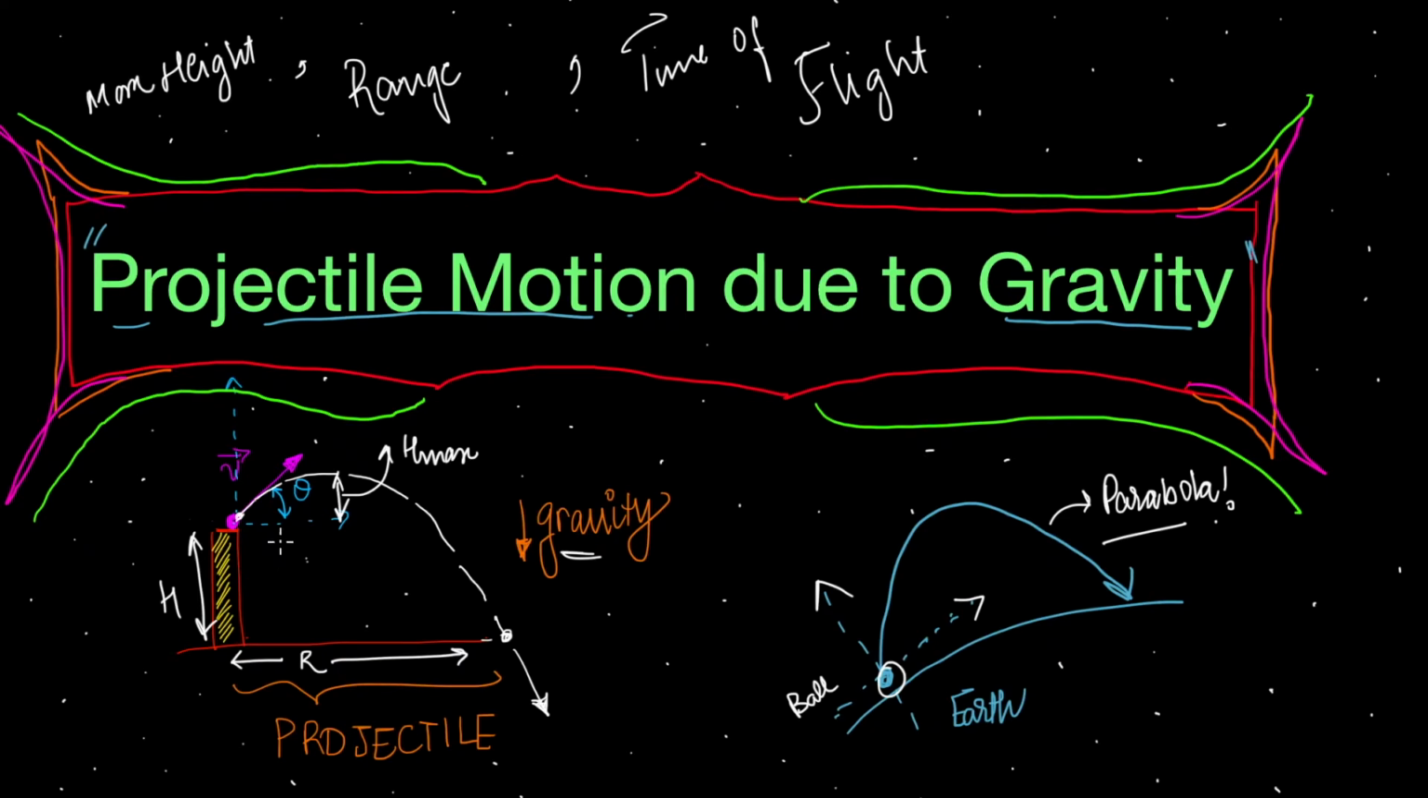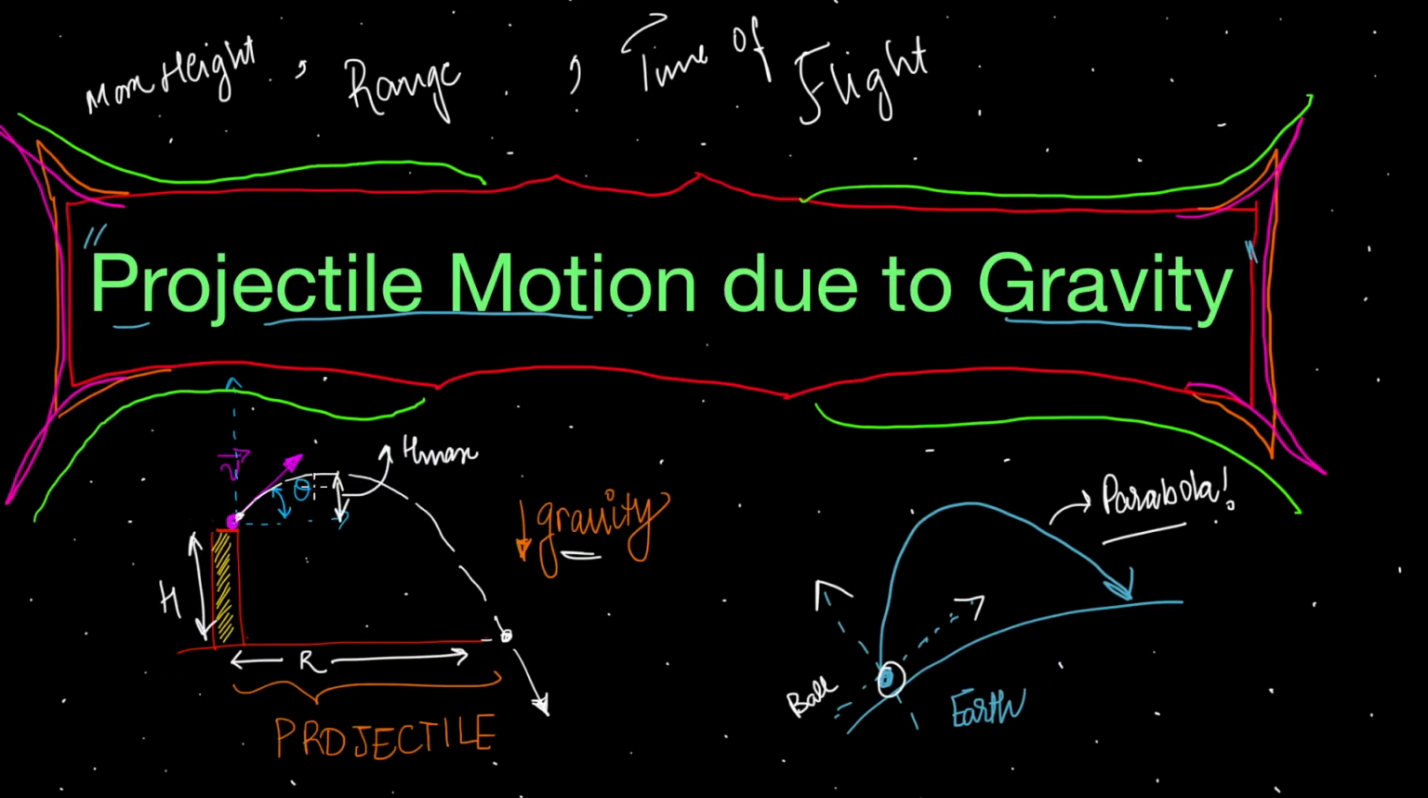Alright, so in this video we're going to talk about projectile motion. Particularly, we'll be describing the motion of a body thrown at an angle with an initial velocity of v under the influence of a constant force of gravity, which is something that we feel on the Earth.